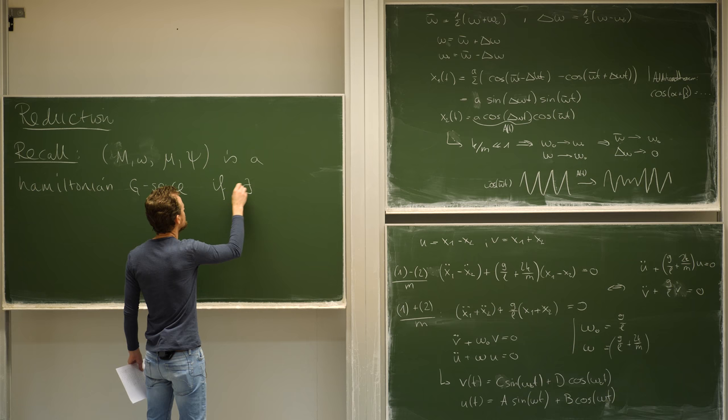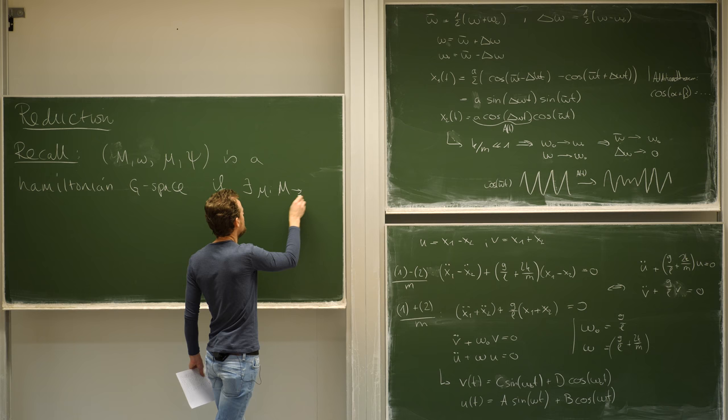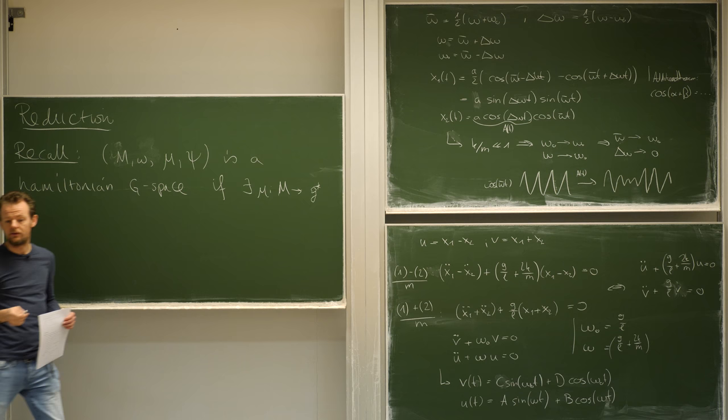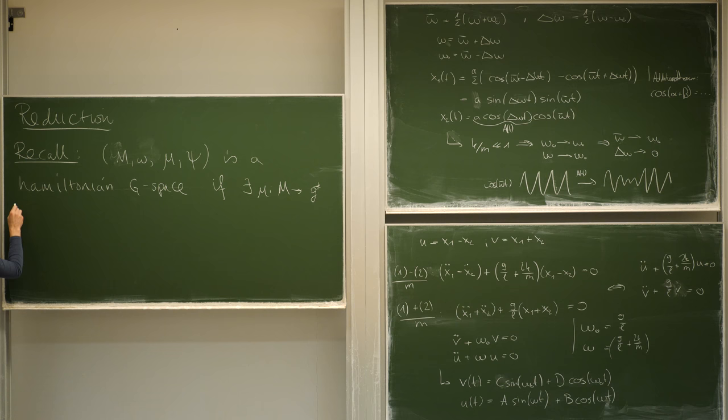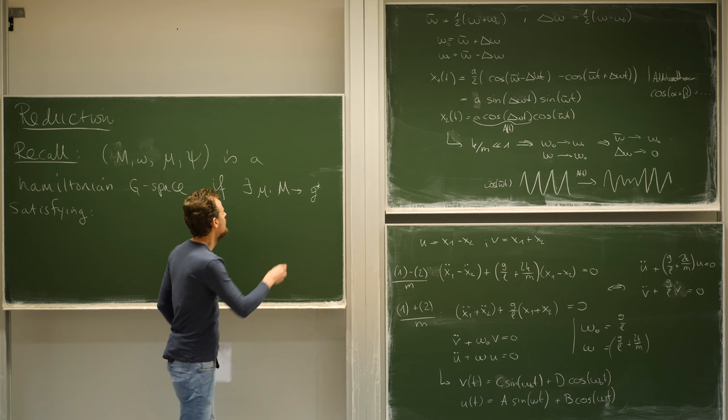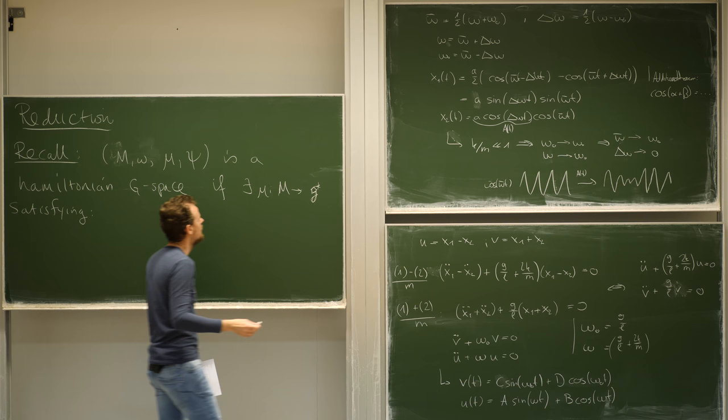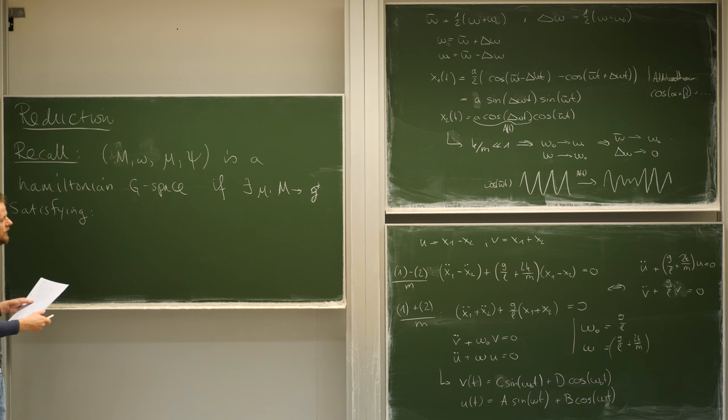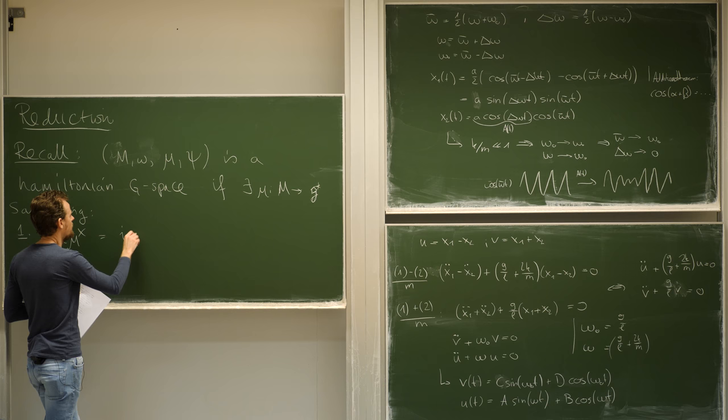And we call it such a thing if there exists this map mu going from the manifold M to the dual of the Lie algebra of the group G. And this map here has to satisfy some properties in order that we can say it's like a Hamiltonian for a non-abelian compact Lie group, for example. So it has to satisfy two properties. The first one is that d mu of x indeed generates a symplectic vector field.